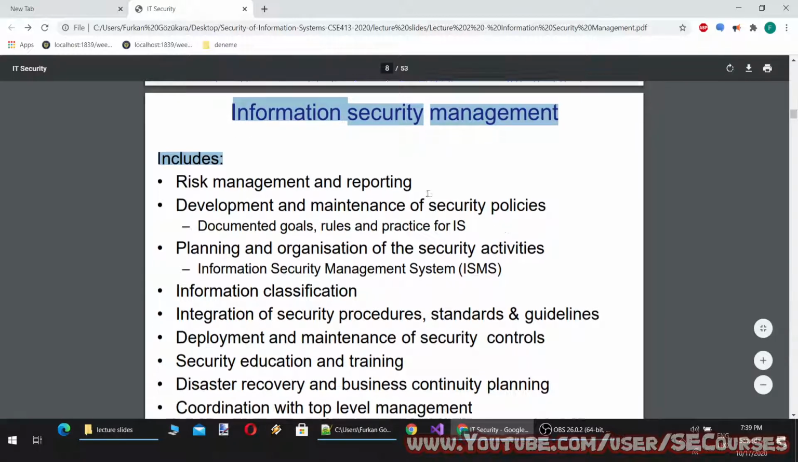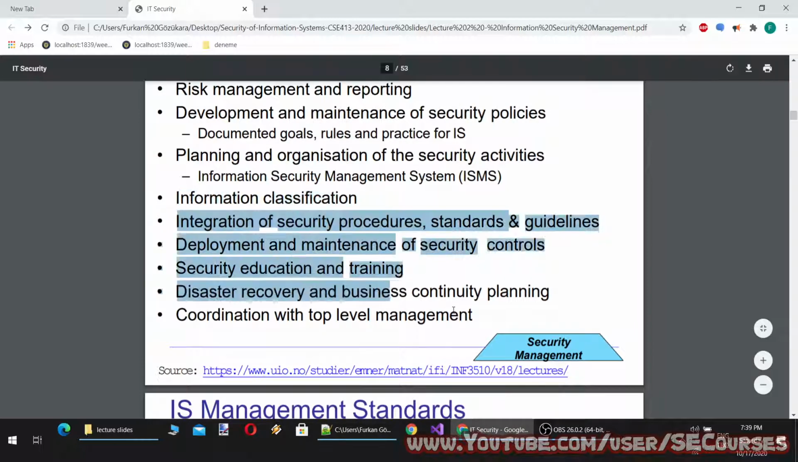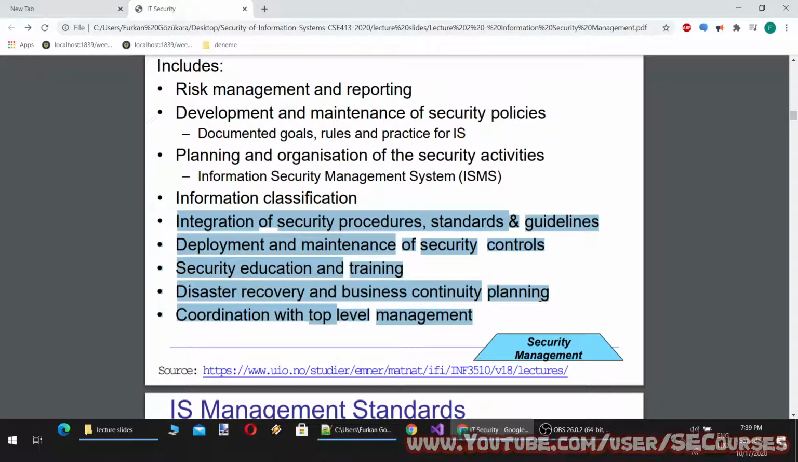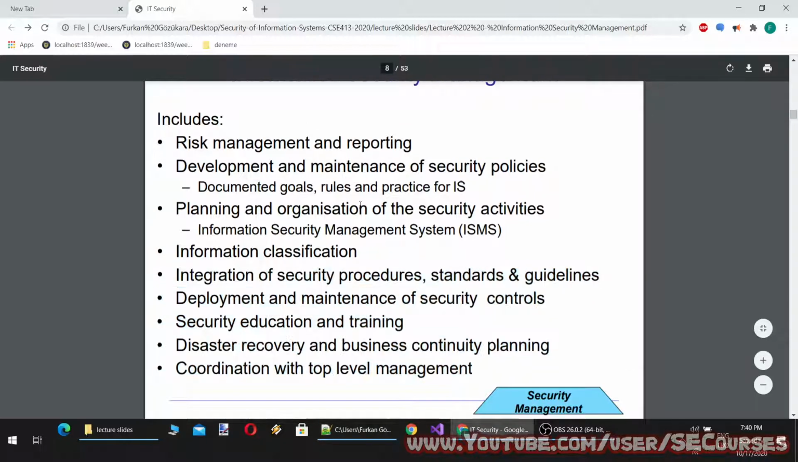Information security management includes risk management and reporting, development and maintenance of security policies, documented goals, rules and practice for IS, planning and organization of the security activities, information security management system ISMS, information classification, integration of security procedures, standards and guidelines, deployment and maintenance of security controls, security education and training, disaster recovery and business continuity planning, coordination with top-level management. So information security management includes all of these. These are all important.